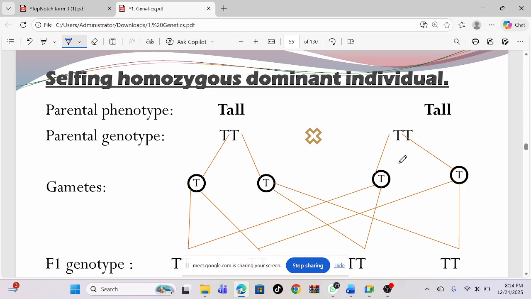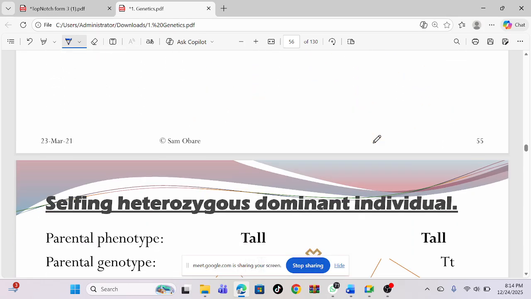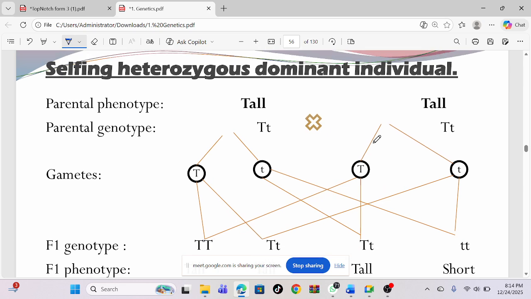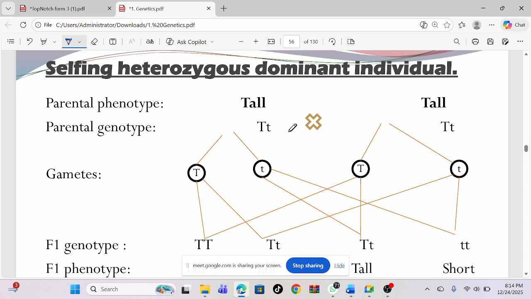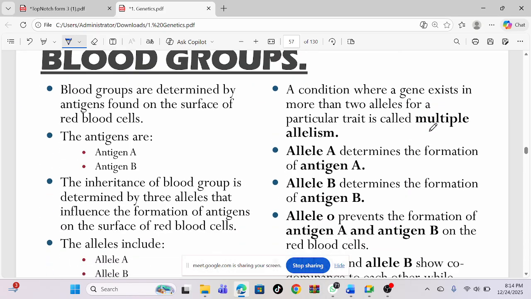Then selfing of homozygous. Also, this is a TT, homozygous dominant. All of them are homozygous. Just cross it. Also, this is known as selfing of heterozygous dominant. It is heterozygous plus heterozygous. So they just give the same thing. Hii hakuna kitu muhimu sana.